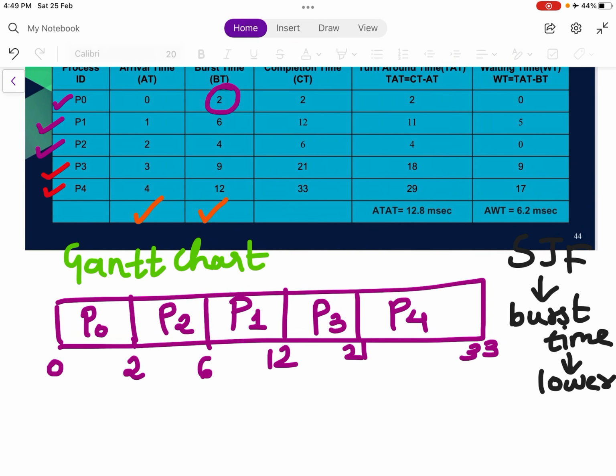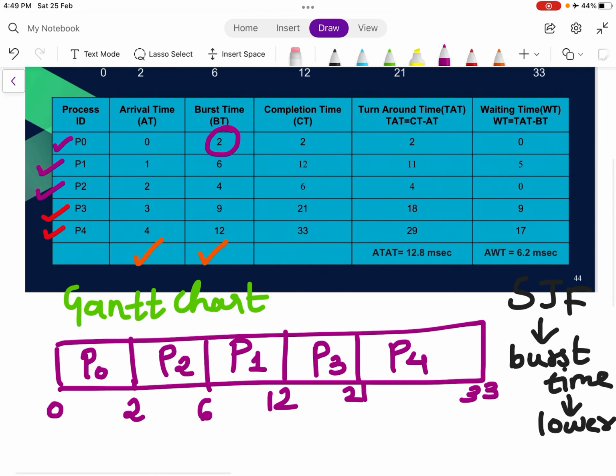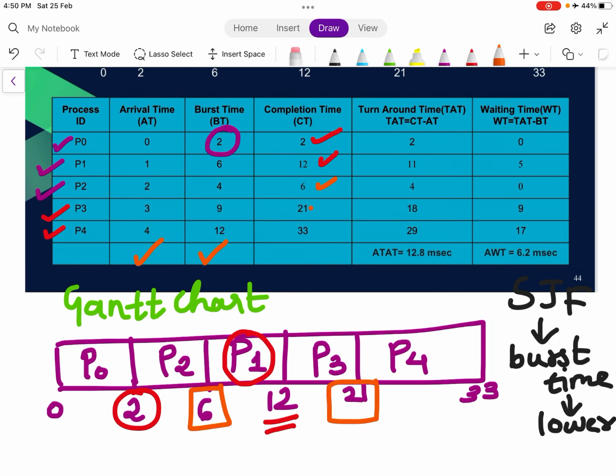Now we will see the completion time. The completion time for P0 will be 2. Completion time for P1: P1 is over here. P1 completed at 12. So P1 will be 12. P2 completed at 6. So P2 completion time is 6. P3 completed at 21 units of time. P4 completed at 33. So 33 is the completion time.